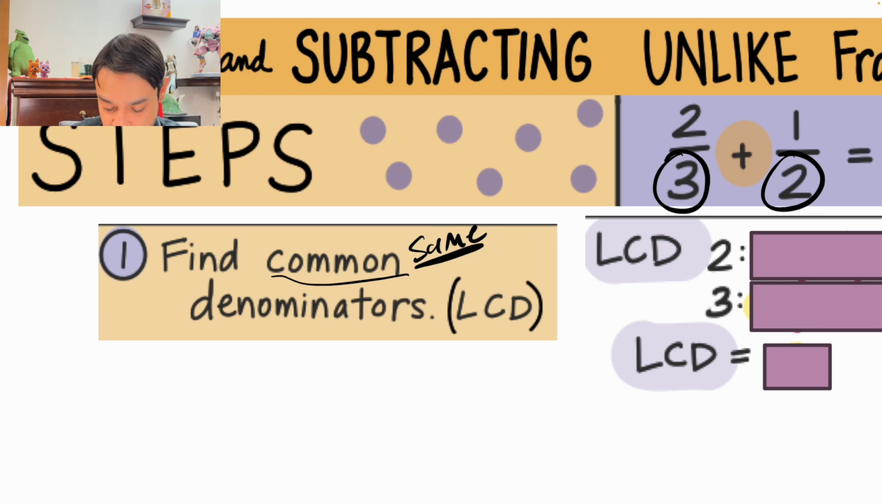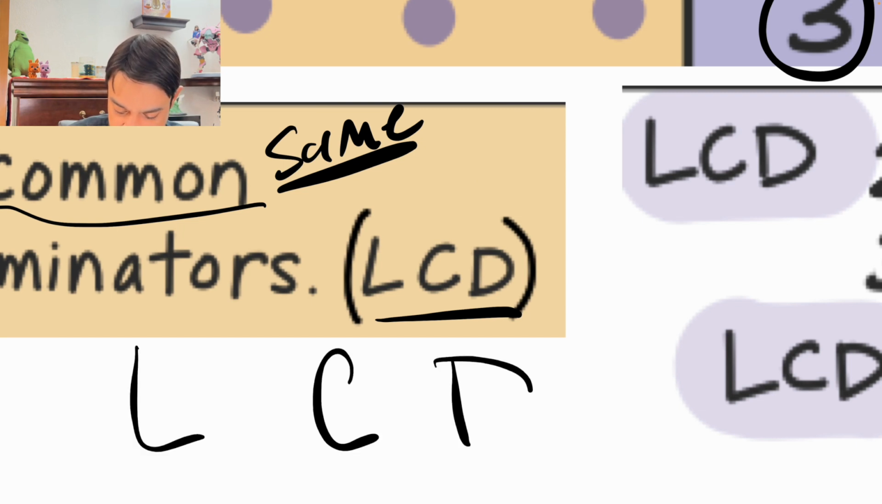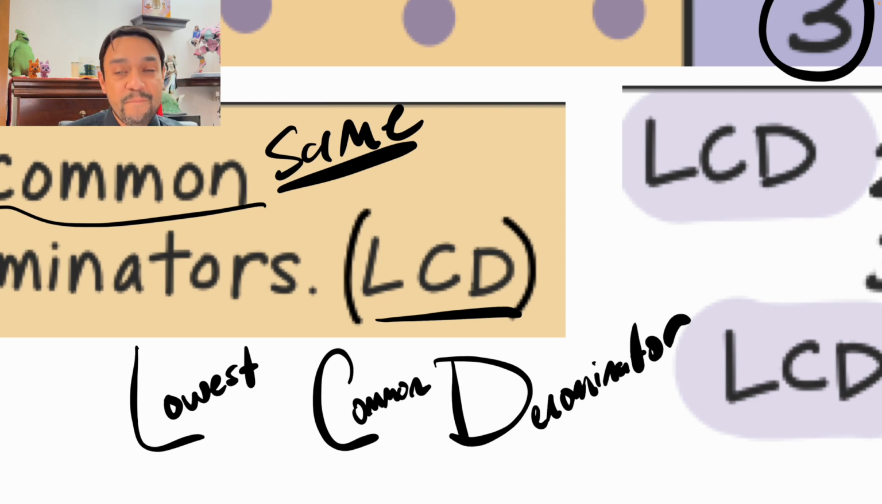Anytime you see this acronym, LCD, you should already know what that means. LCD. That is our lowest common denominator. All that means is when we're picking possible denominators to make them match, we want to pick the lowest ones. So, what does that mean, really?